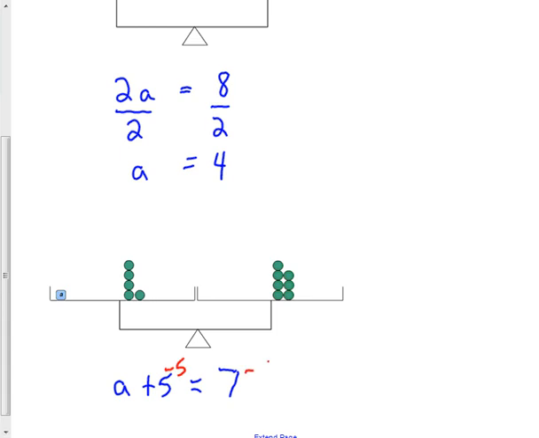Minus 5, and I've got to do it to the other side. So if I take 5 away from here, I have to take 5 away from here. 1, 2, 3, 4, 5. And what you'll see is then I'm left with just a, and notice where the equal sign goes. It goes in between the two sides, is equal to 2.